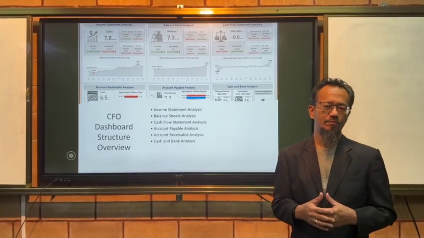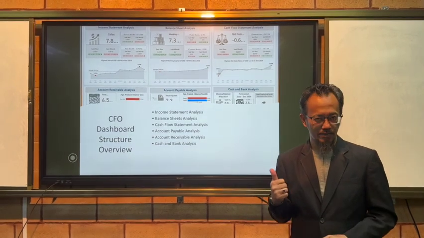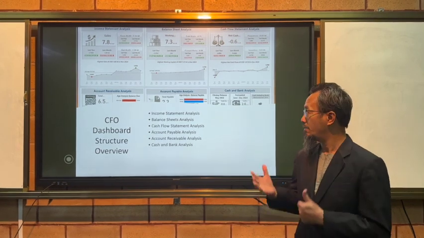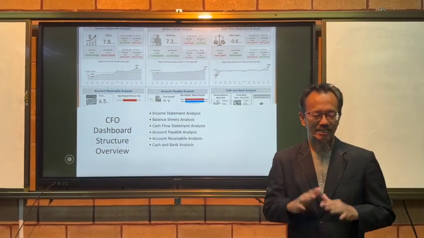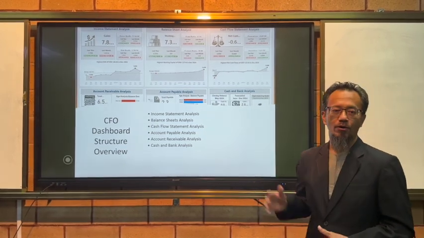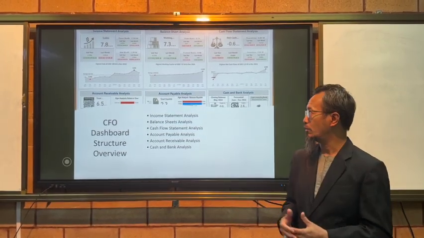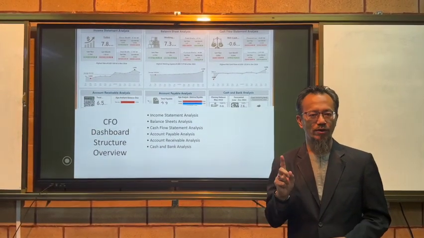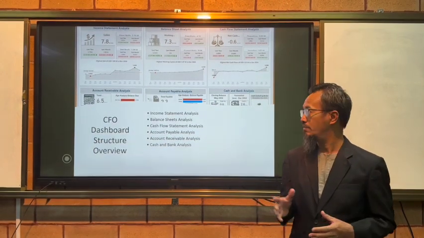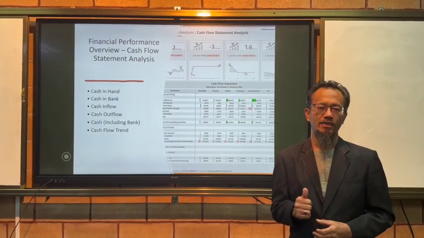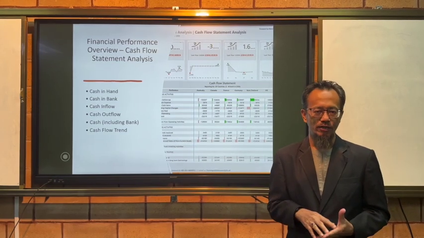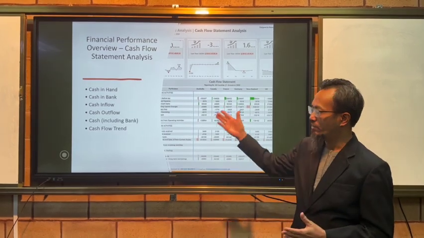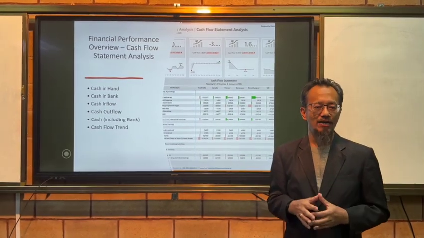The structure behind that view is built on 6 pillars, namely income statement, balance sheet, cash flow, AR, AP, and bank analysis. This ensures a holistic view of the firm. Here, we see the summary visualization. It consolidates the income statement, the balance sheet, and cash flow trends into one view, allowing us to spot variances immediately. A key focus of this deck is liquidity. In this section, we analyze the cash in hand, the cash in bank, and total cash flow trends to ensure that we can meet our obligations.